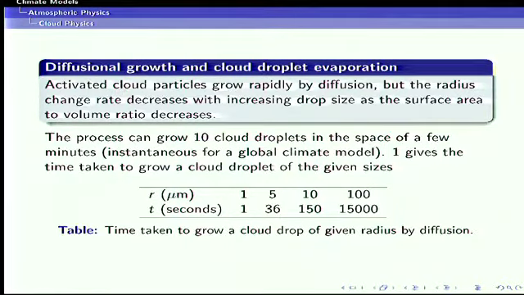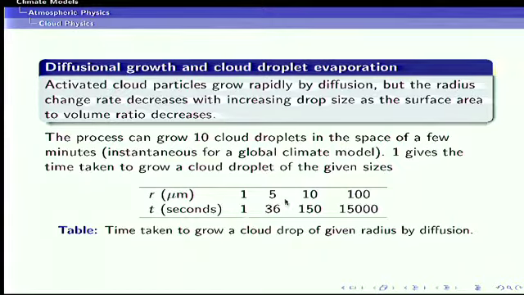To grow from 1 to 5, we need another 35 seconds. To grow from 5 to 10, it's already increasing. There's around 114 seconds more. So to go from 5 to 10 microns takes 114 seconds. From 1 to 5 microns is just 35 seconds.